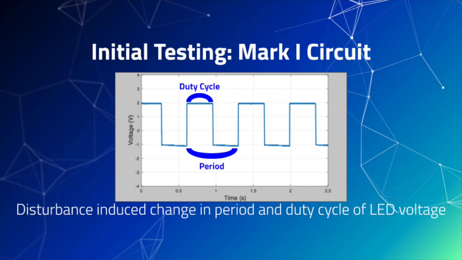Disturbances caused changes to both the period of the LED's on-off cycle and its duty cycle, or the amount of time that it was lit up during a given period. By comparing the values of these parameters for the disturbed and undisturbed devices, we can characterize system performance.